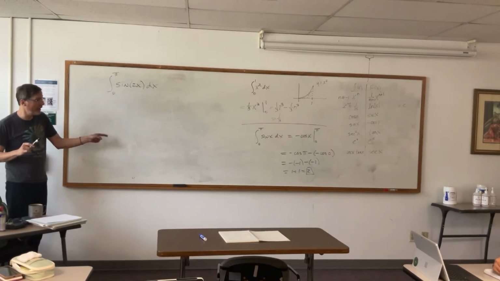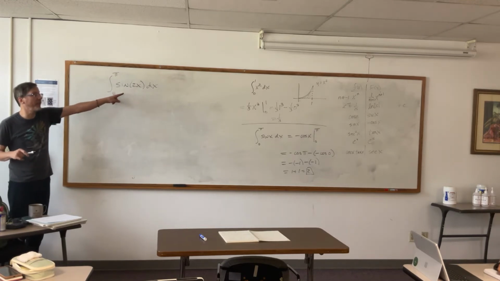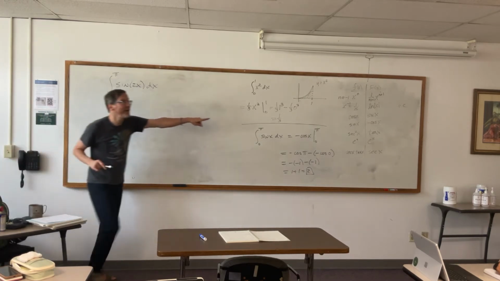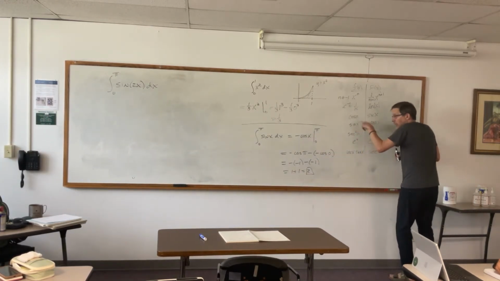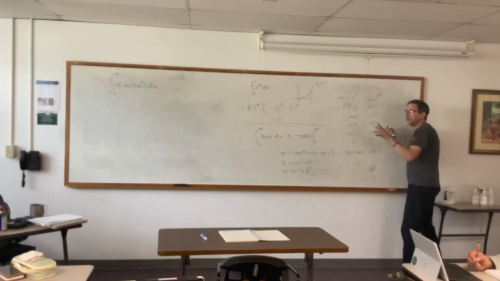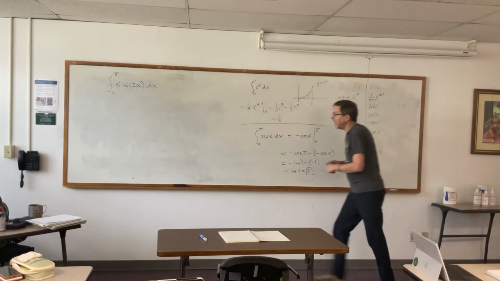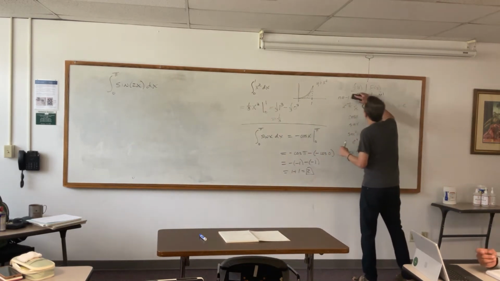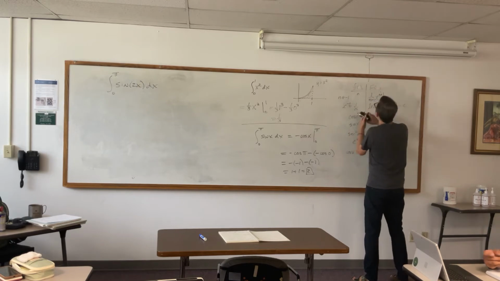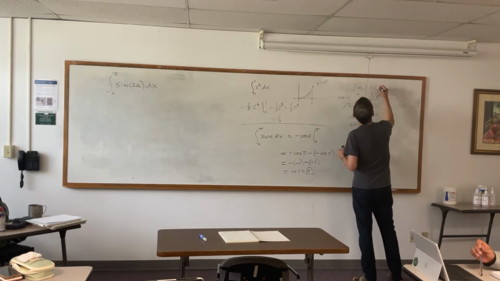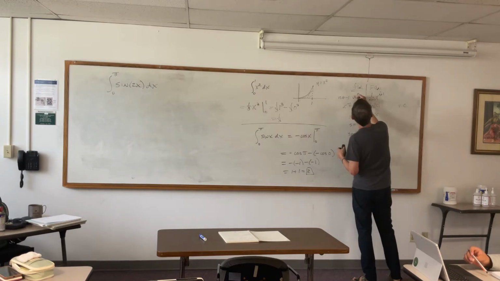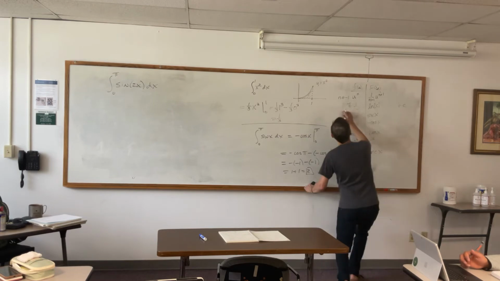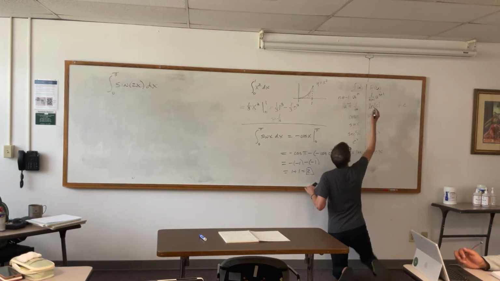I'm in Calc 2 territory because I don't have a table that says sine of 2x has an antiderivative of such. All I know is that the antiderivative of sine of 1x is negative cosine of x. That's the only thing this table tells me. I'm going to make this table look a little bit different by replacing all the x's with a different letter, and I'm going to use u's. So instead of x to the n, it's u to the n plus 1. Let's just replace all these with u's.